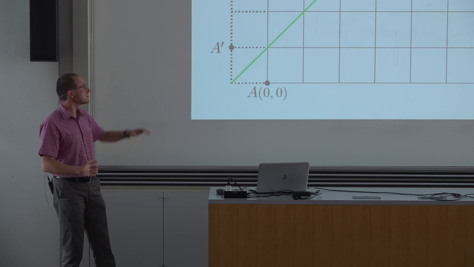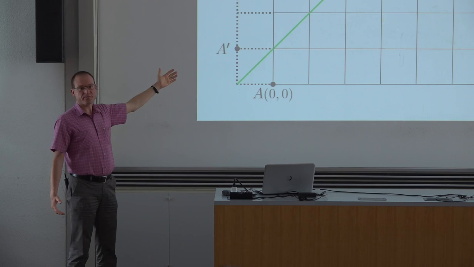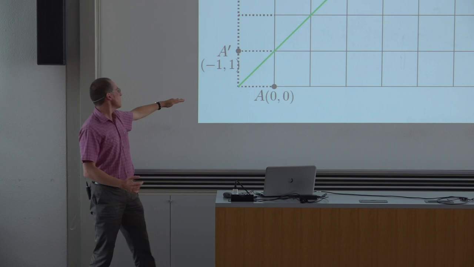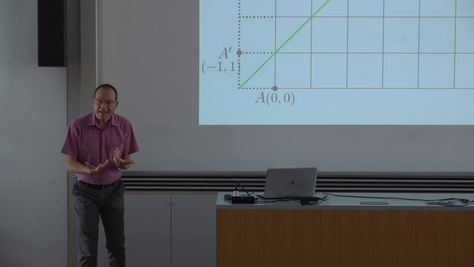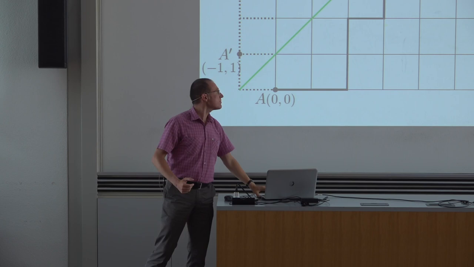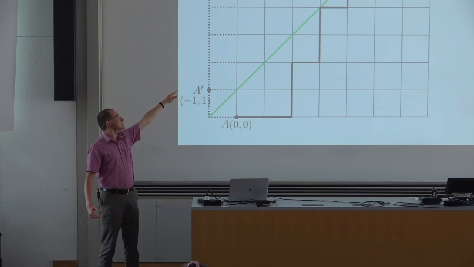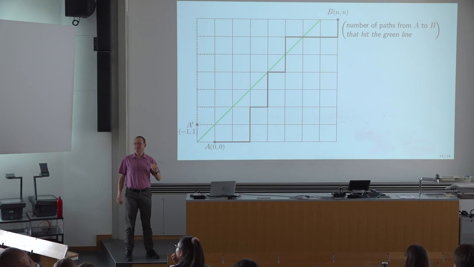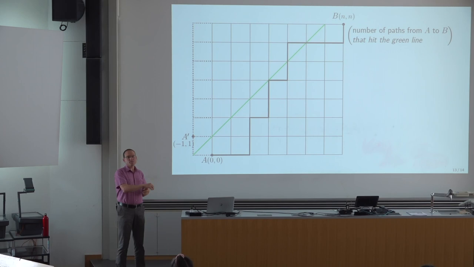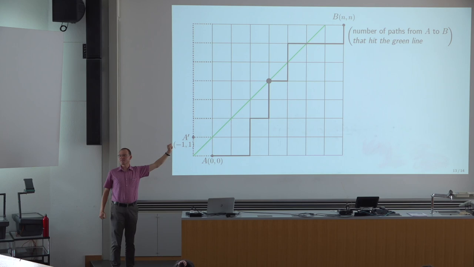What are the coordinates of A prime? What did we do for A prime? Yes? -1, 1. We went 1 unit left and 1 unit up. This is the reflection of the point A. Now, why do we do this reflection? Because, just like the problem with the light, consider any path from A to B which hits the green line. If it hits the green line, there is some first instant when it hits the green line. So mark the point where it first hits the green line.